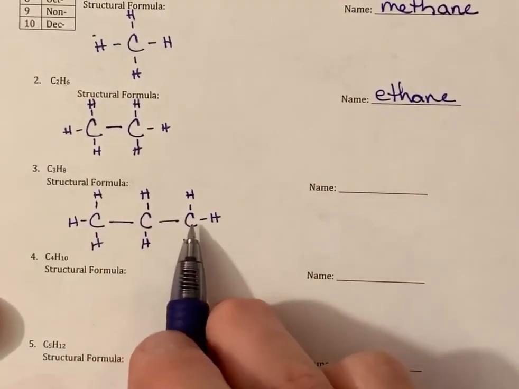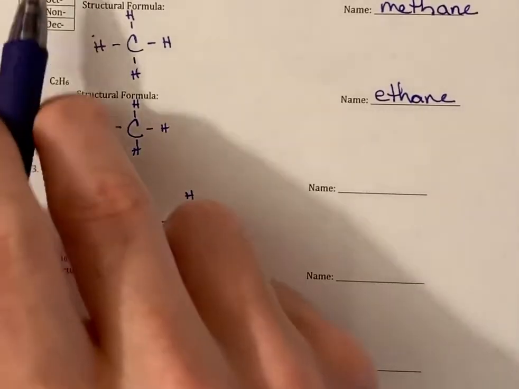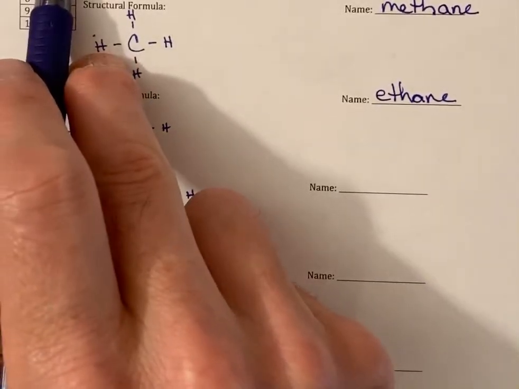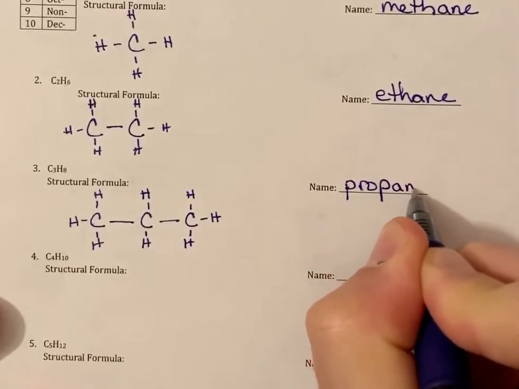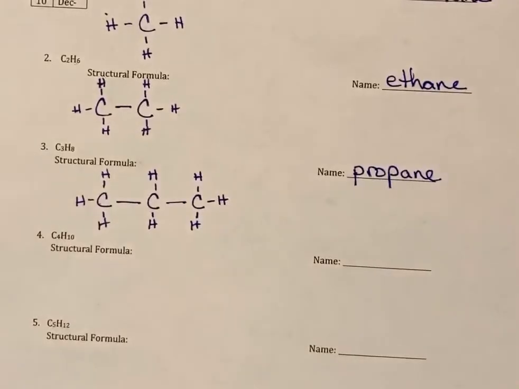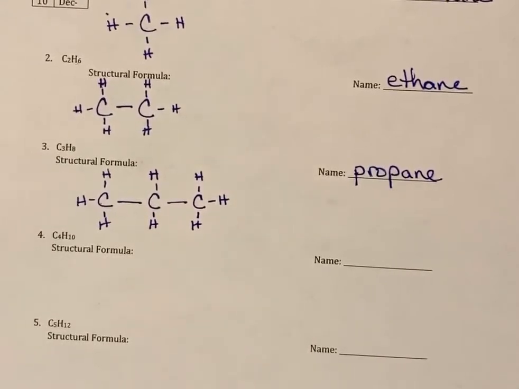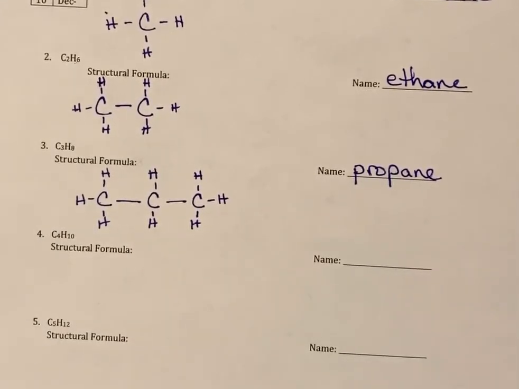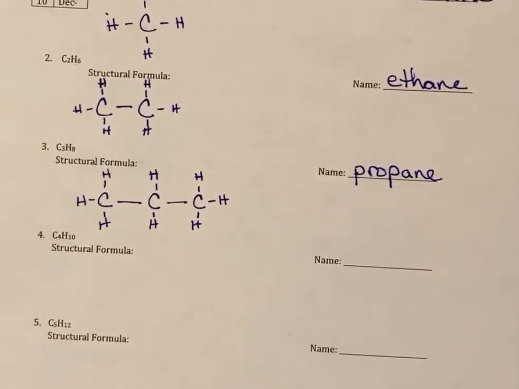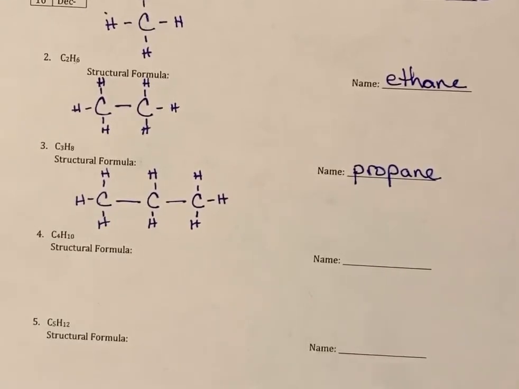So this is 1, 2, 3 carbons. So now we're going to use prop. And if you're familiar with any outdoor cooking, you use propane gas, or even indoor heating sometimes uses propane gas if you have a large tank outside. All right. And so these are the 3 of them. I'm going to let you do the rest of them.